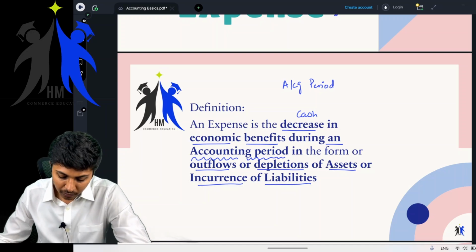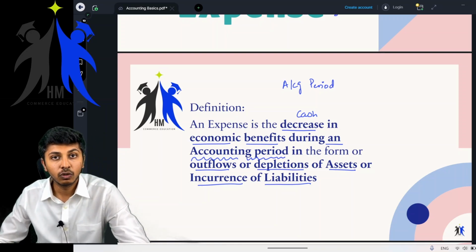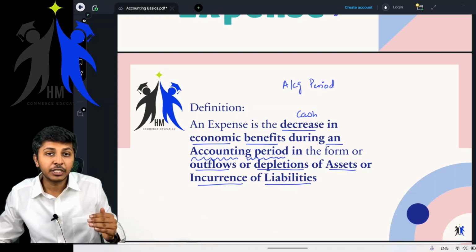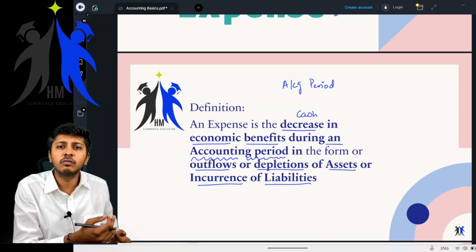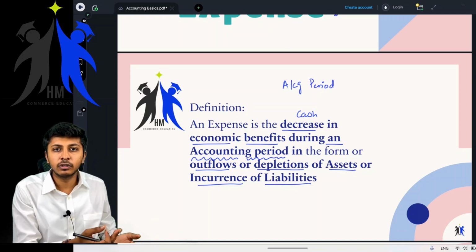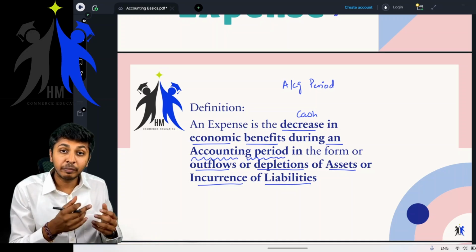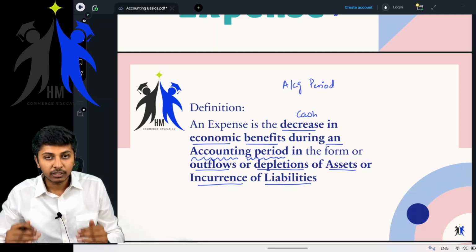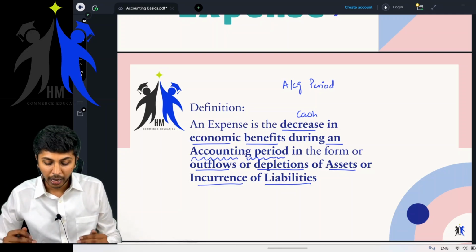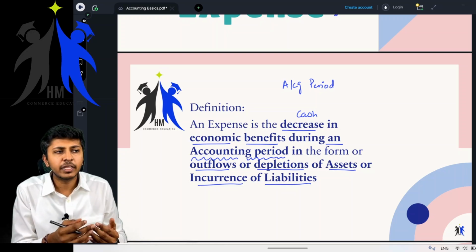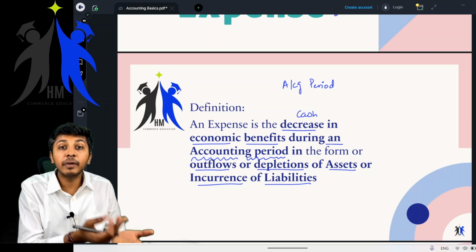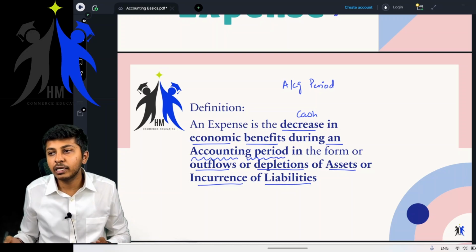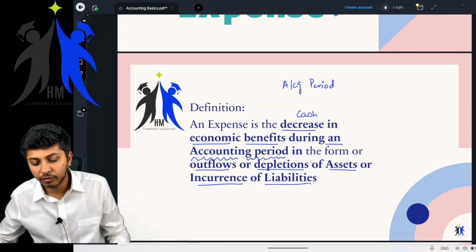Be with me. Or incurrence of liabilities. That means I have reduced my economic benefits, that is my cash. I have spent it on salary, on rent, on electricity, water, transport, multiple things, correct? When I spend, my assets, that is my cash, has reduced, and or I have incurred a liability that I have not yet paid. So salary, I have to pay on the 31st of every month. I didn't have money. Maybe I will pay on April 5th.